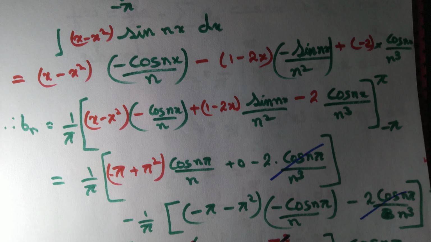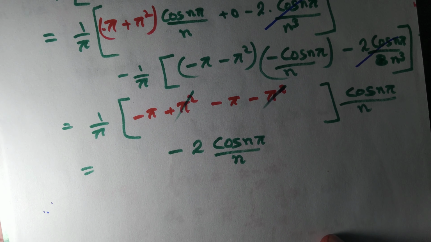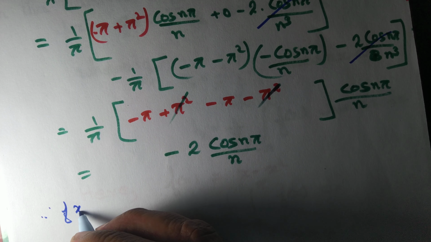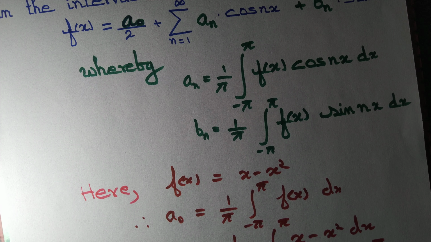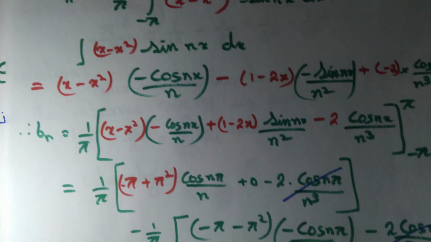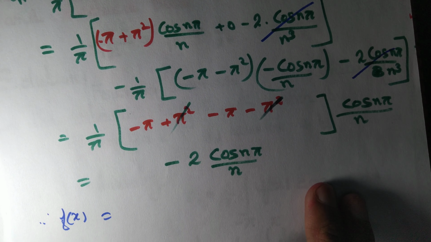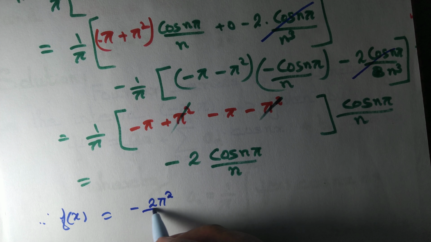Let's write Fourier series. Therefore, Fourier series is given by f(x) equal to a0 by 2. What is a0? a0 is minus 2 pi square by 3. So a0 by 2 is minus 2 pi square by 3 into 1 by 2, plus summation of n goes from 1 to infinity an cos nx.